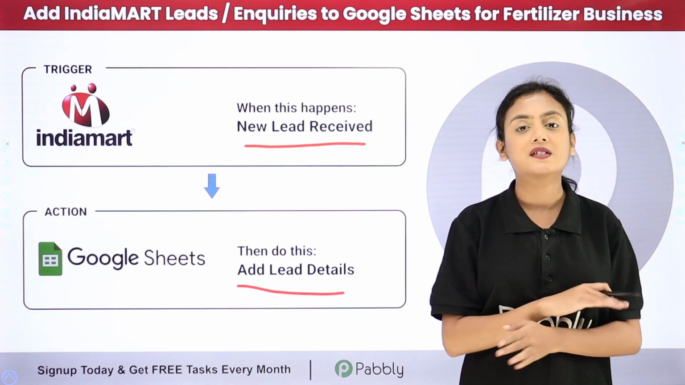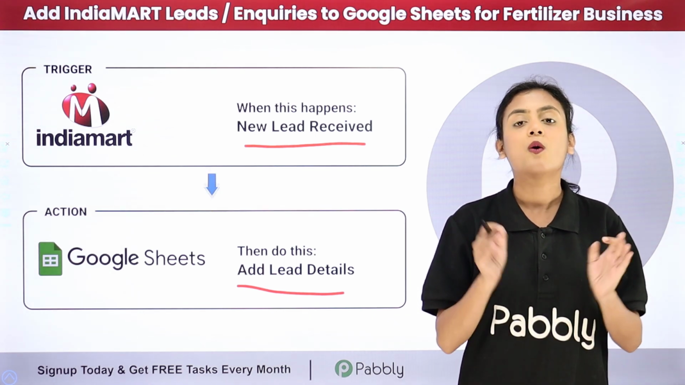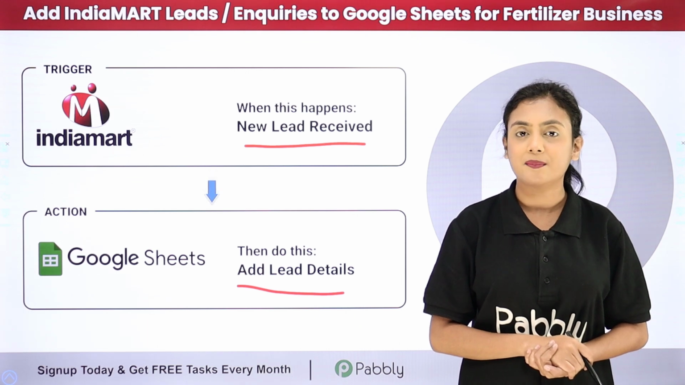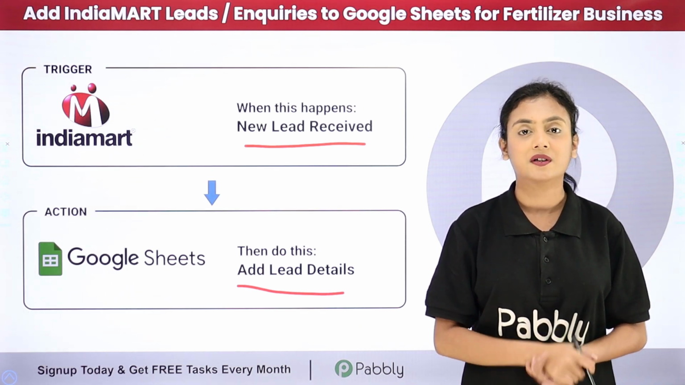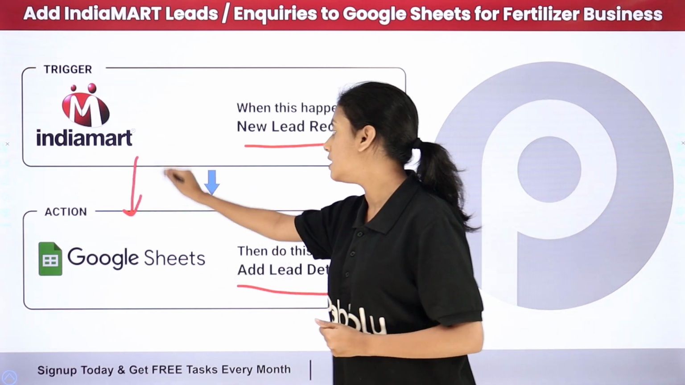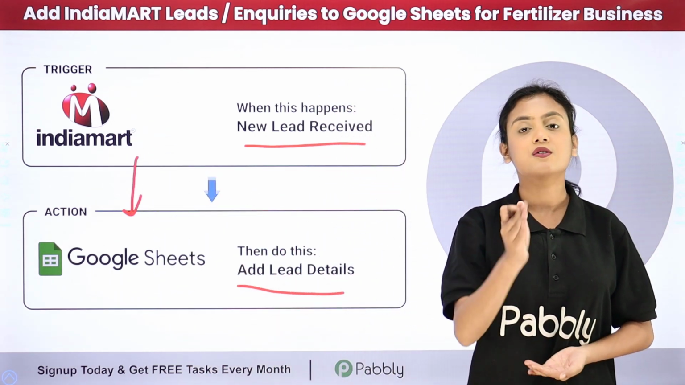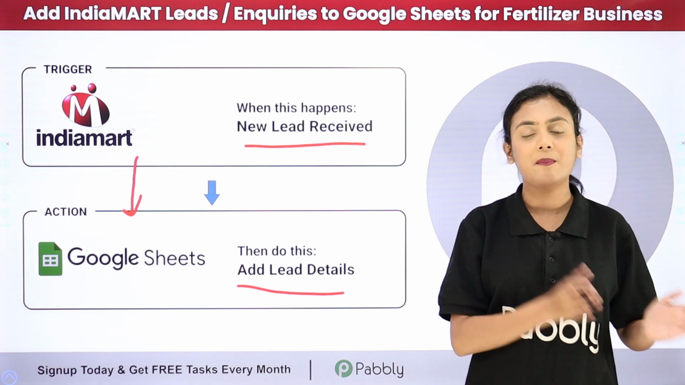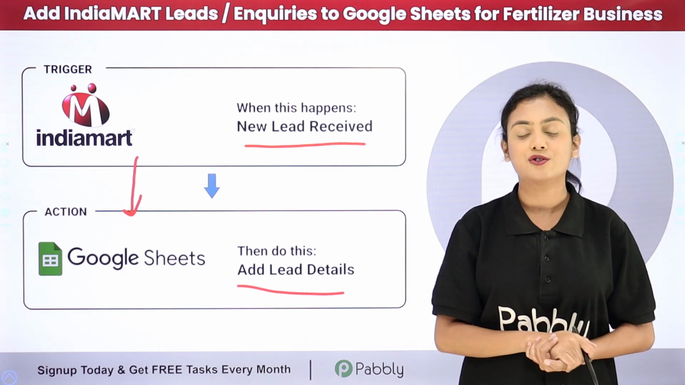So what I've done is I've simply automated this entire process with the help of Pabbly Connect, which is an amazing automation and integration software. And here in this automation, I'm going to build the connection between IndiaMART and Google Sheets with the help of it. So if you also want to learn about this amazing automation process step by step, for that let me take you to my screen.